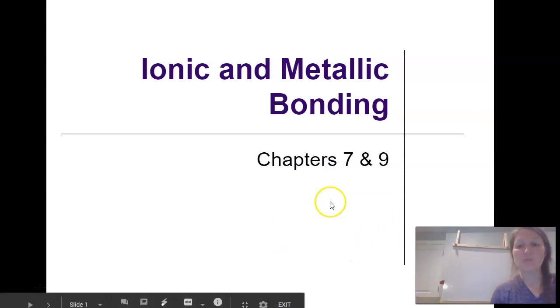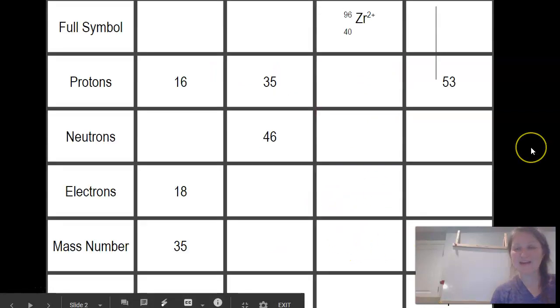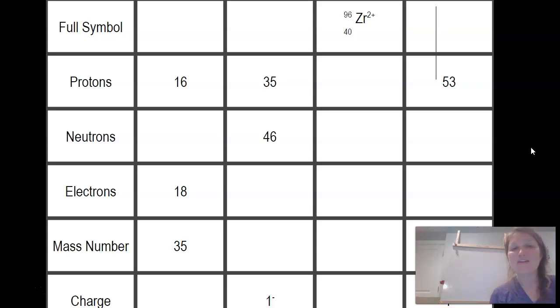Okay, so we're going to jump right into that chart problem, and here is the chart problem that we are going to look at. We see that we have a number of boxes we have to fill in. We have our symbols, our protons, our neutrons, electrons, and mass number. But now we have charge as well, which we didn't have in our last unit. If we recall from last week's notes, charge simply comes from the difference between your protons and your electrons.